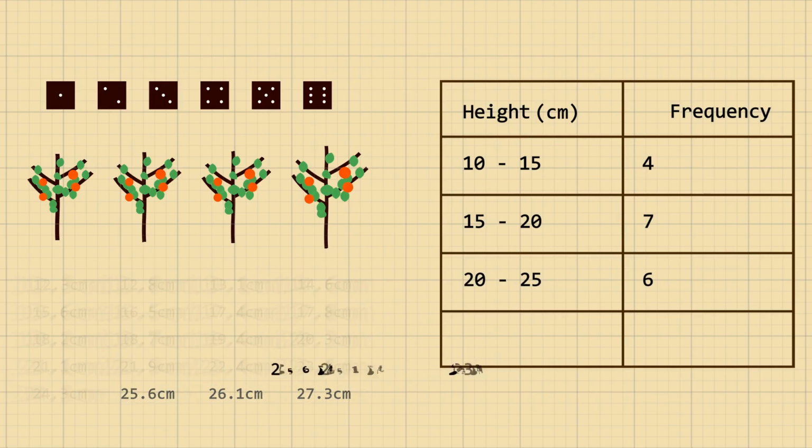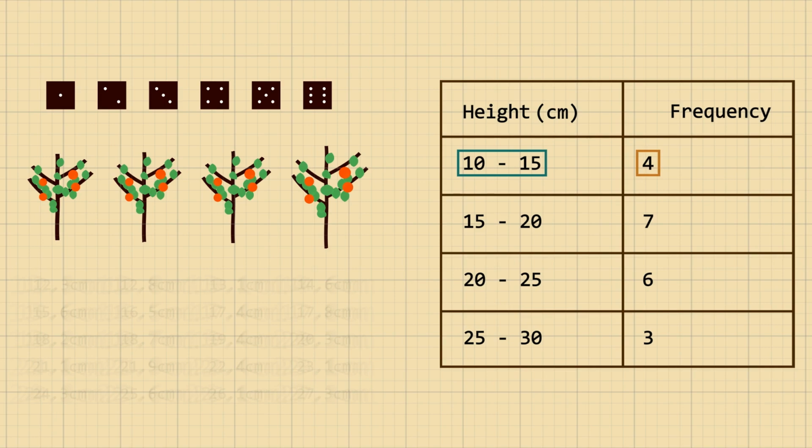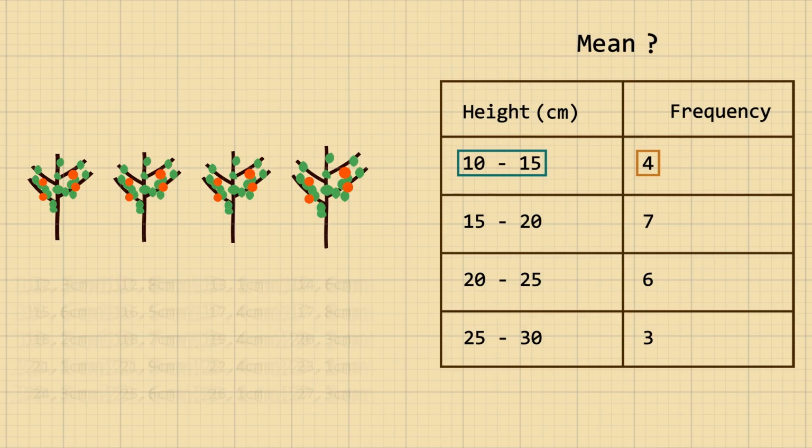And so on. Now notice something important. We no longer know the exact heights of the plants. For example, in the 10 to 15 cm group, we only know that 4 plants have heights somewhere between 10 and 15 cm, but we don't know their precise values. So, how can we calculate the mean if we don't know the exact numbers? This is where we make an estimate.